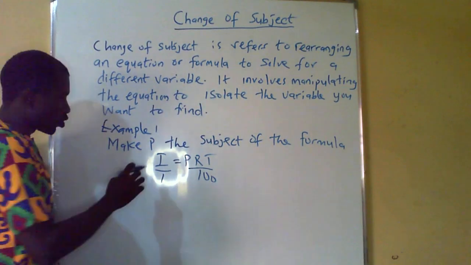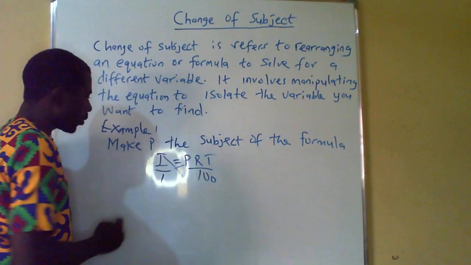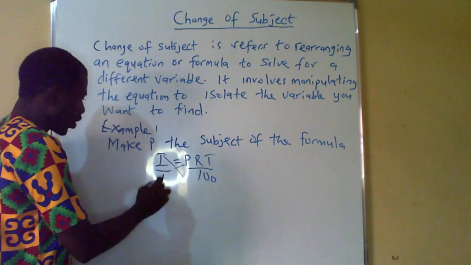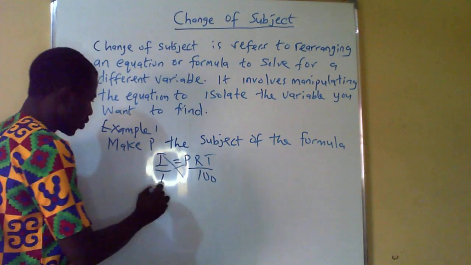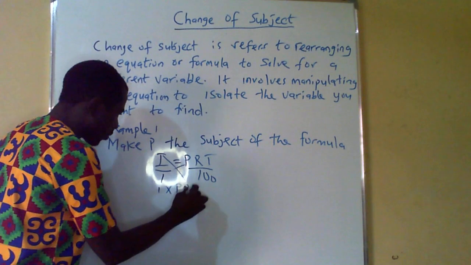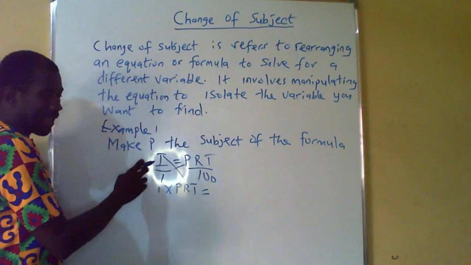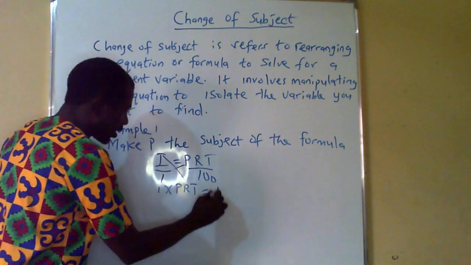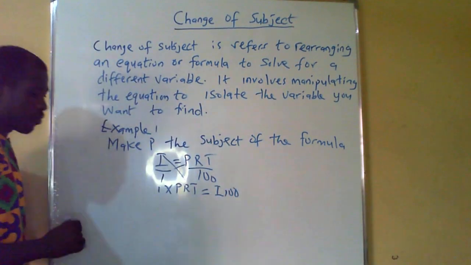So the first thing to do is to cross multiply. That's the first step. When you cross multiply, you say 1 times PRT, 1 times PRT. The next is I times 100, I times 100, and that's the first step.